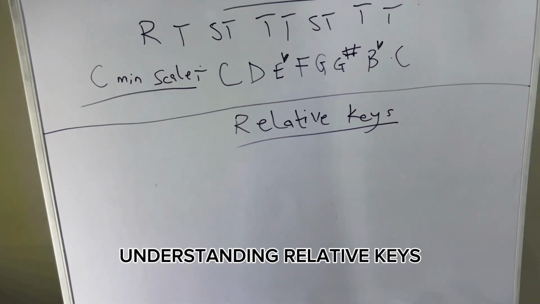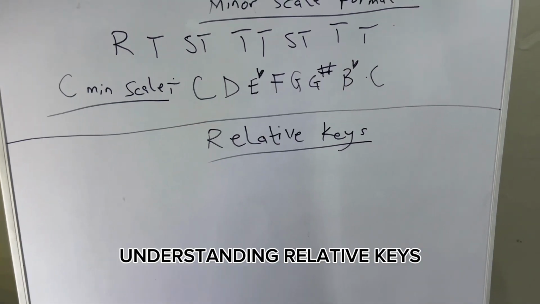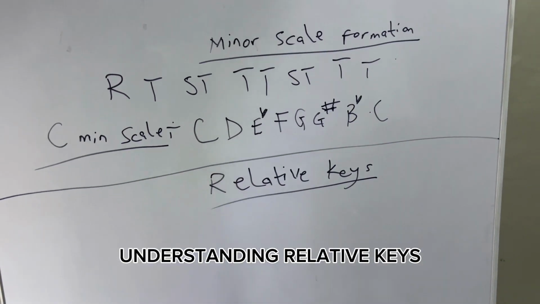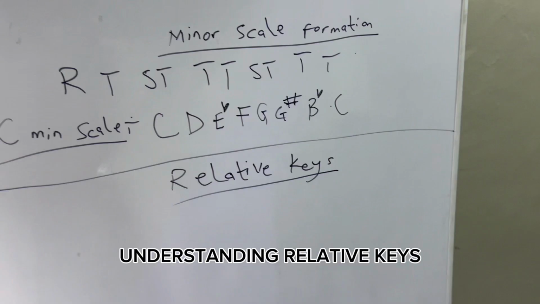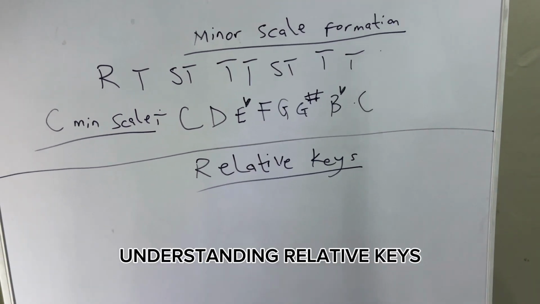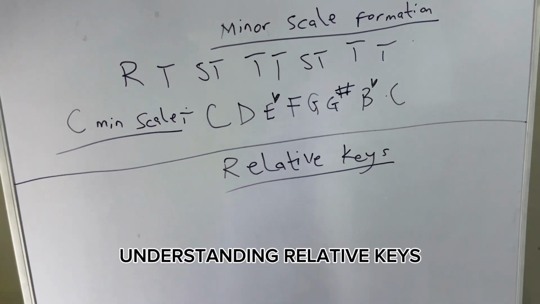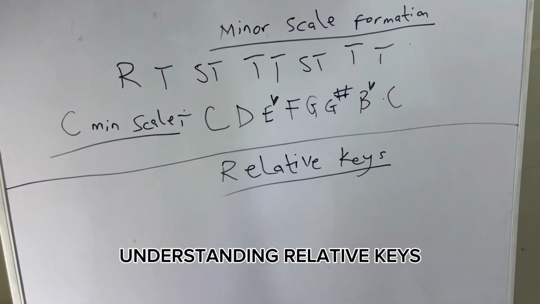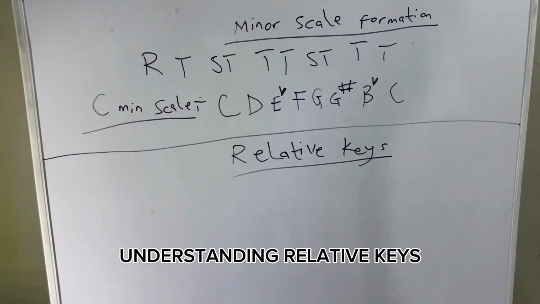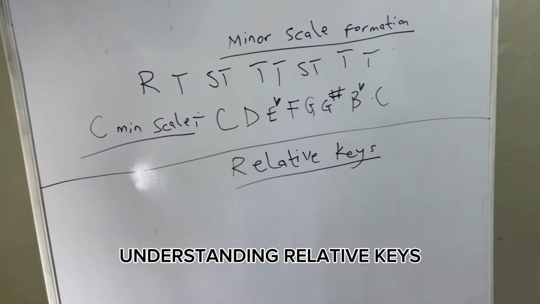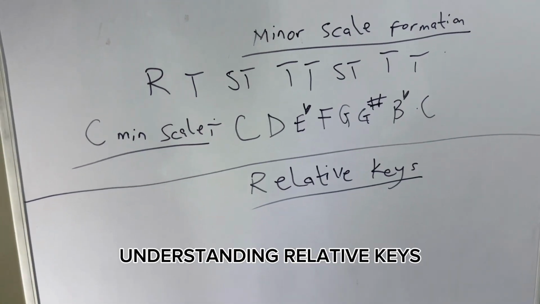When I teach you, after that I'll teach you how to find the relative key of every key. So maybe say C major. What is the relative key of C major? It's A minor. I'll teach you how to find it on the bass guitar. Very good. Now, this is how you find it.